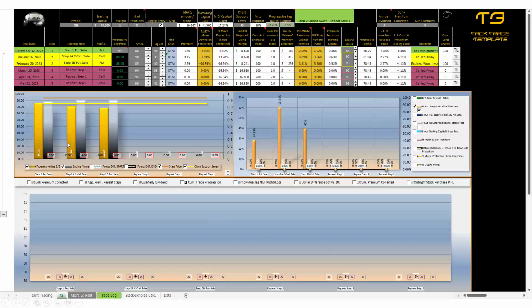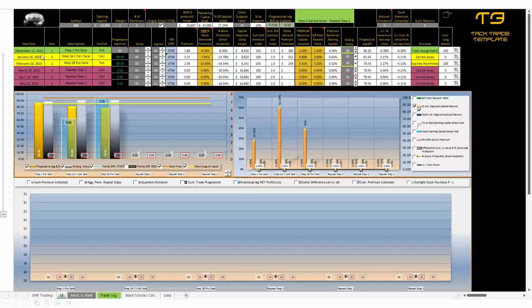As you can see here, at the end of step 2A and 2B, our progressive leg break even continues to drop, which is exactly what we want. Let's go ahead and add the points differential at the start. What this means is, where are we relative to our break even within the trade strategy? At this point, we are at step 2A at the beginning of step 2.